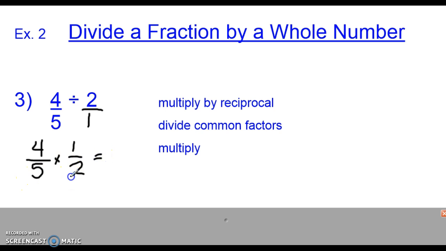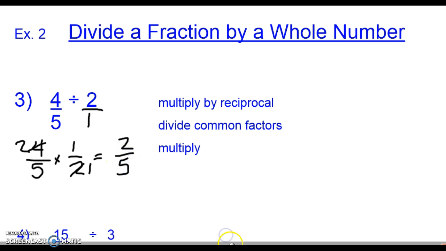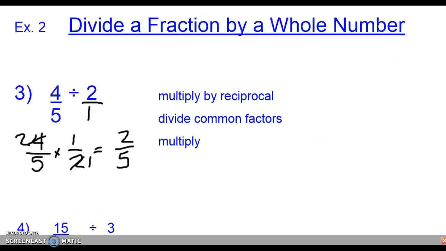Oh, actually there was. Divide by 2 here, divide by 2 here. 2 times 1 equals 2. 5 times 1 equals 5. 2/5 is what your answer would be. Go ahead and try the next one on your own.